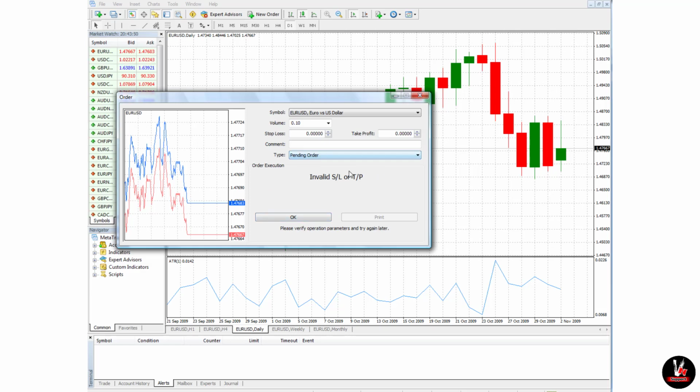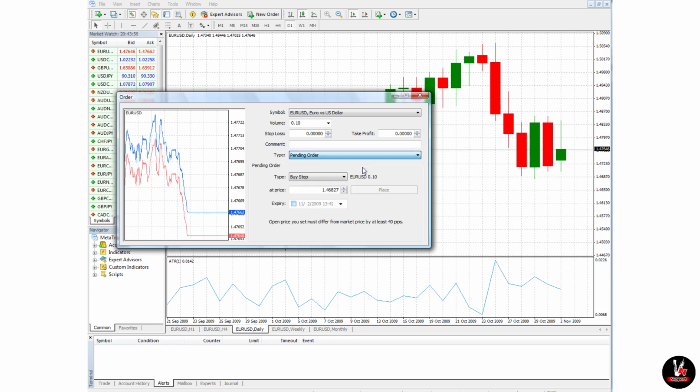Already telling me, invalid stop loss or take profit. I'm not trying to set a stop loss or take profit, just want to buy stop. Open price you set must differ from market price by at least 40. This is a particular limitation of this platform, that you have to be so far away in order to do it. But the price is actually 40 pips away, so I don't understand what the problem is. Let's try that again. Make sure I get my price right. There we go. Always double check your prices, right?